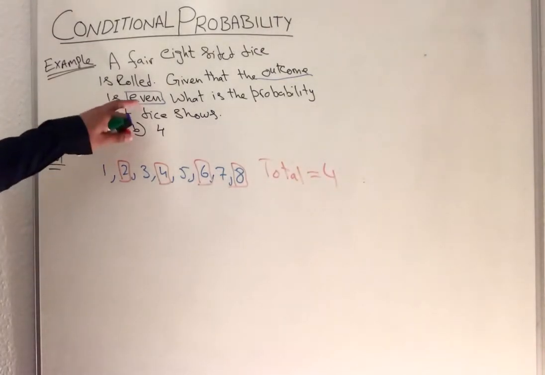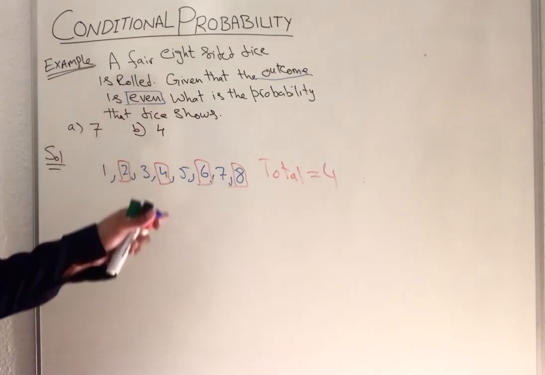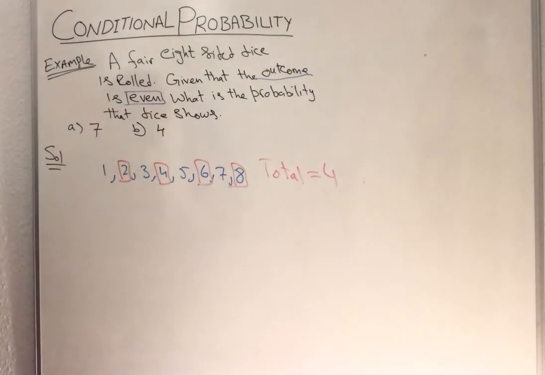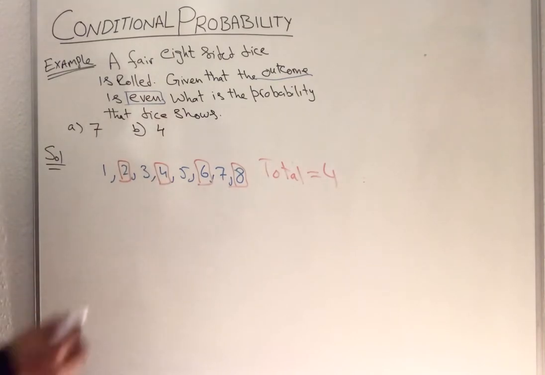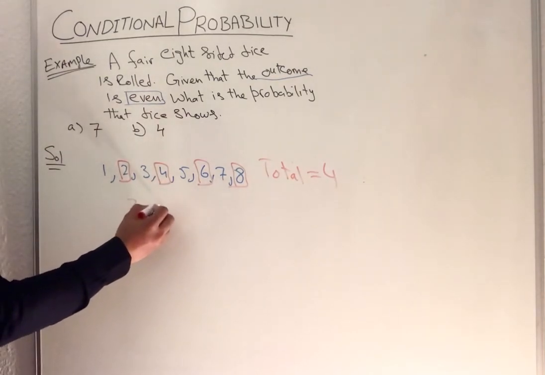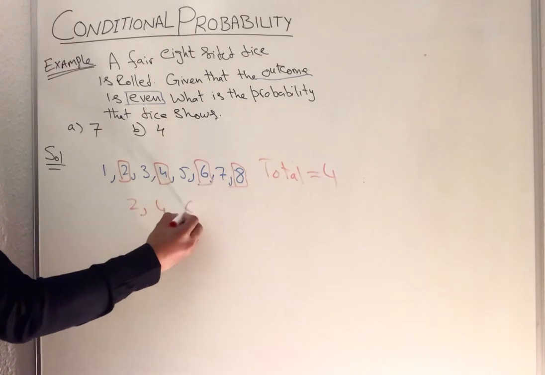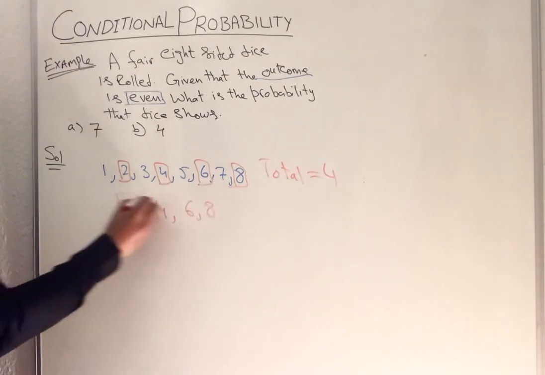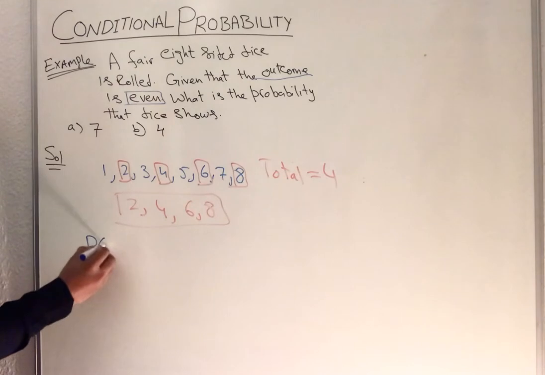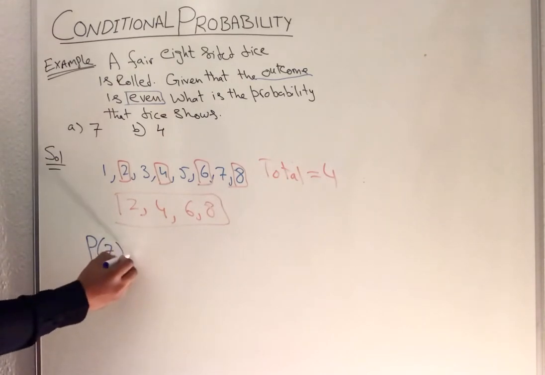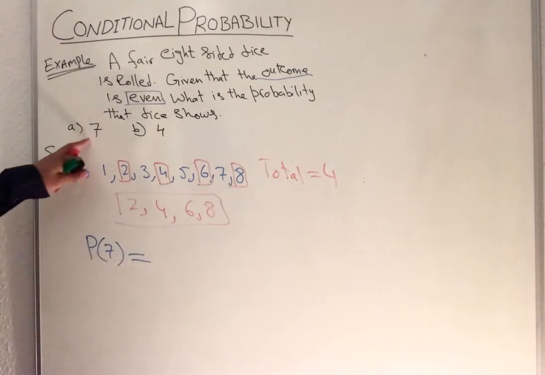If they hadn't said even, then our total outcomes would be 8. But they said even, so we only have to select even numbers: 2, 4, 6 and 8. These are our outcomes. The first part they said is 7. So what should be the probability of 7?